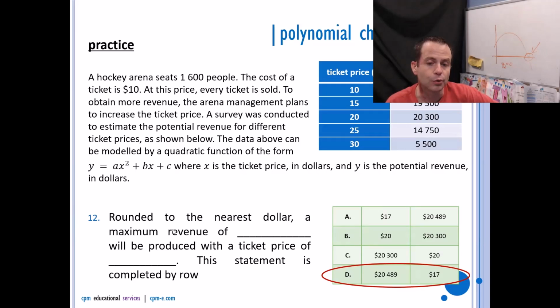Now you've got to be really careful with this one, because they actually said maximum revenue. This is kind of mean, but the question asked for your Y value first, because they said the maximum revenue and then the ticket price. The ticket price was actually X. So the point you're looking at is actually 17, 20,489, but the way the question asked it, the 20,489 has to come first.